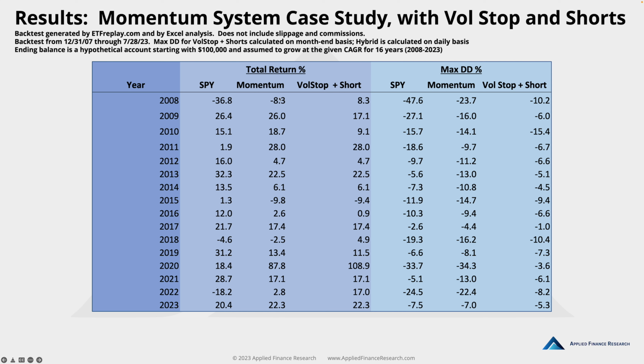Also, just looking at our returns here, we see that for the momentum system, we only had 3 losing years, and when we add the volatility stops and shorts, we only had 1 losing year. So really nice improvement when we add the optional volatility stops and shorts to this configuration of momentum system.